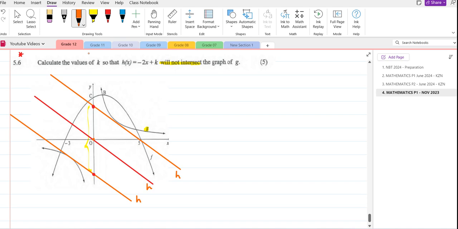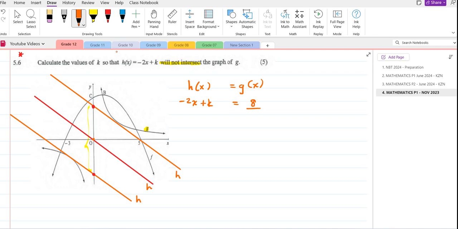What if I work out the points of intersection when it will actually intersect? So h of x will not intersect the graph of g. Let me find the values of k where it will actually intersect, and then I can say not intersect at different points. So let's say minus 2x plus k, which is h of x. I'm equating h of x to g of x. H of x, minus 2x plus k, is equal to g of x, which is 8 over x.